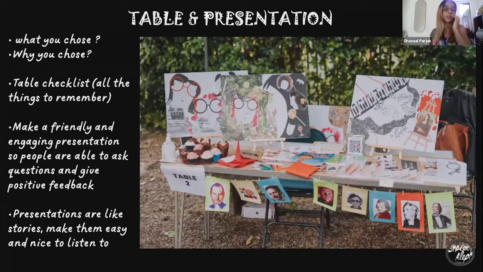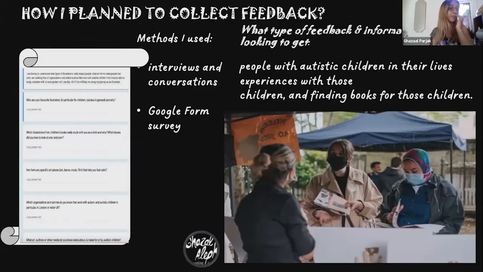How I planned to collect feedback. The most important thing for me was as much information as possible about children's illustration, and specifically how children with autism engage with art and books. So I used two kinds of methods. One of them was interviews and conversation. I started to explain my idea, my features, and my interests for the future.